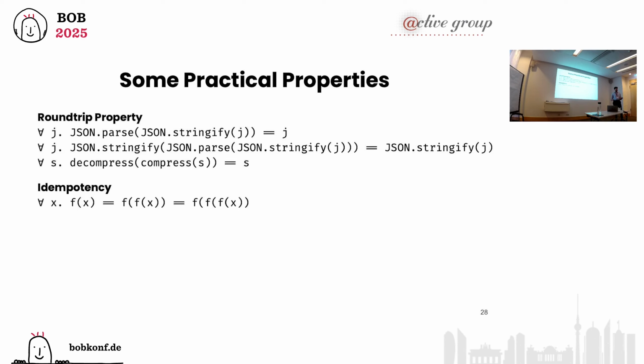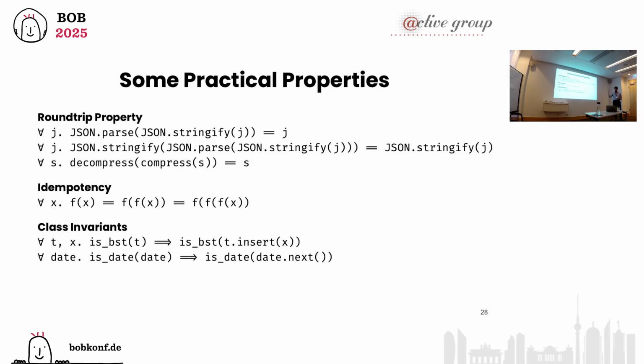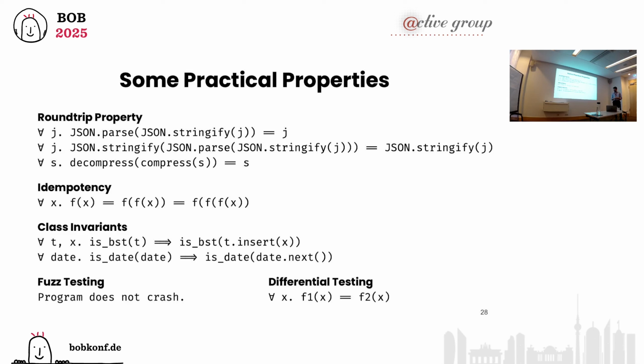This especially arises in distributed systems because you don't always get the guarantee that messages are delivered only once, but you need them to be processed only once. So you want your system to be idempotent. Class invariants, we have already talked about them. And as Stefan talked about in his talk, fuzz testing is a type of property.